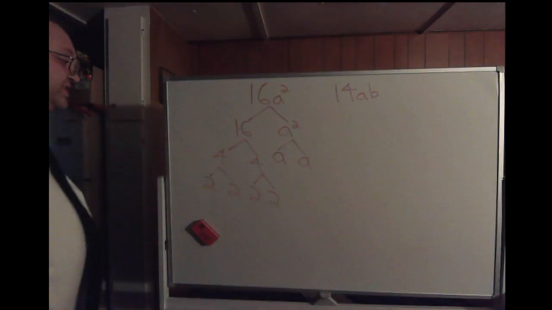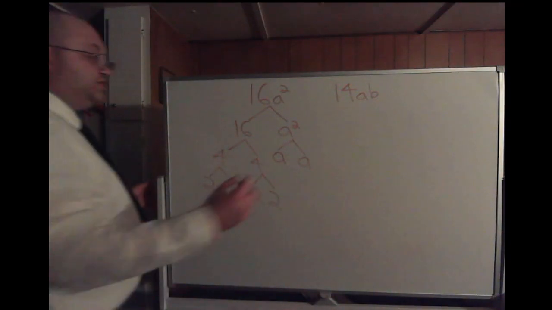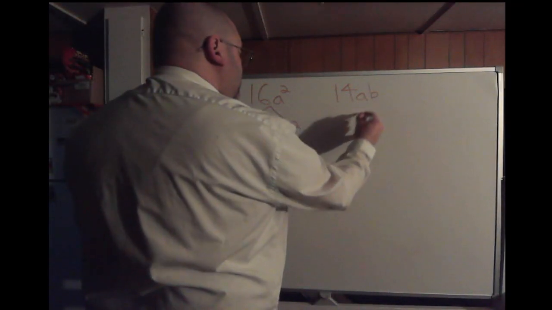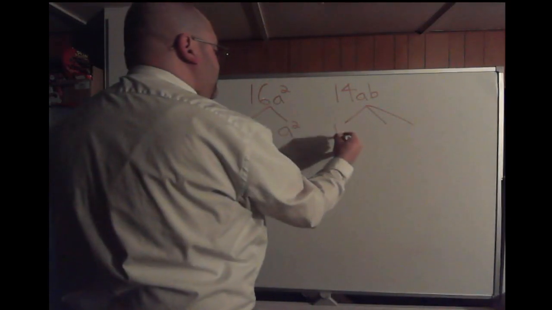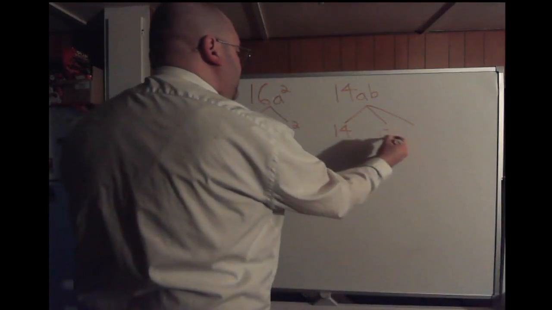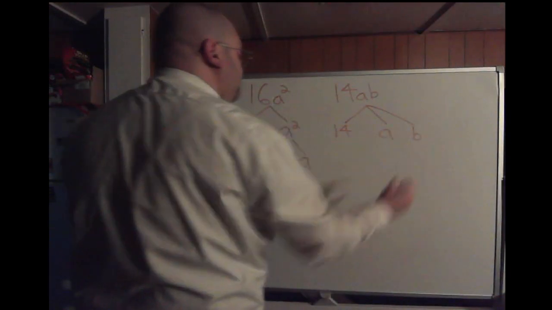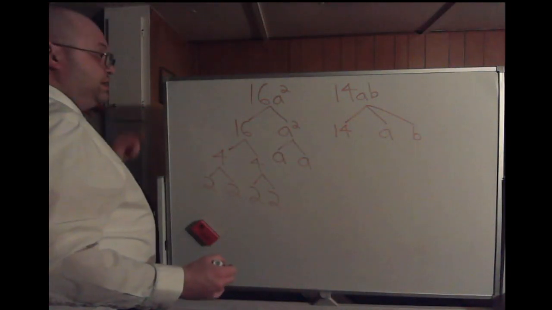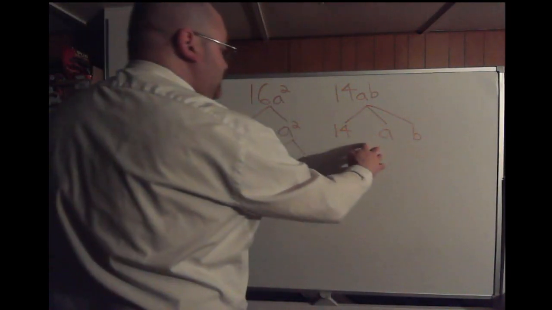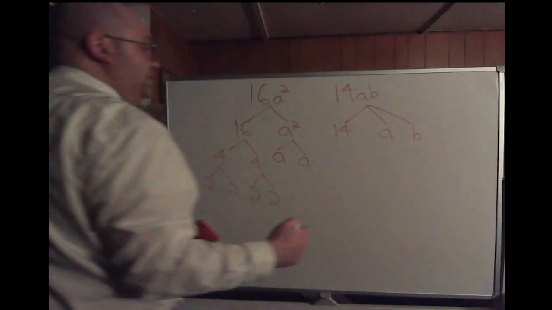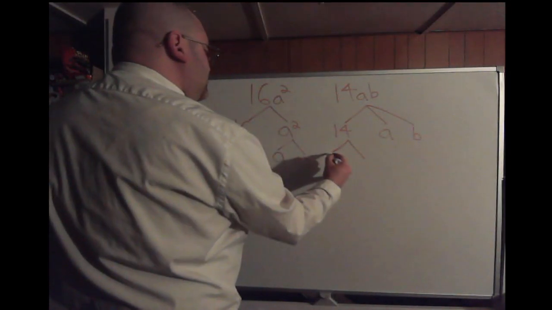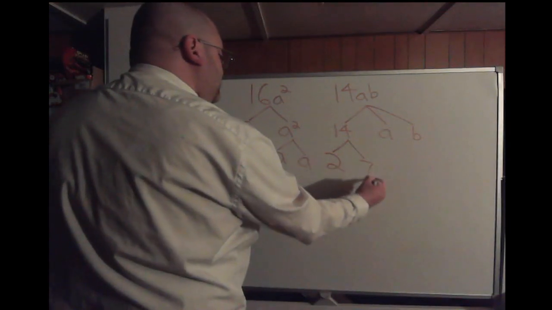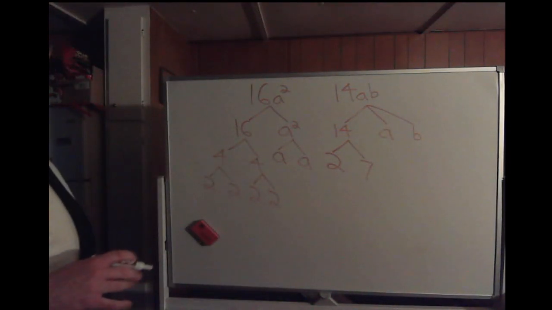Alright, we've factored 16a squared completely. Now let's do 14ab. You have three things being multiplied here. You have 14, you have a, you have b. Okay? So we broke down the 14 times a times b. A and b are broken down, but 14 can break down into 2 and 7. And those can't break down any further.